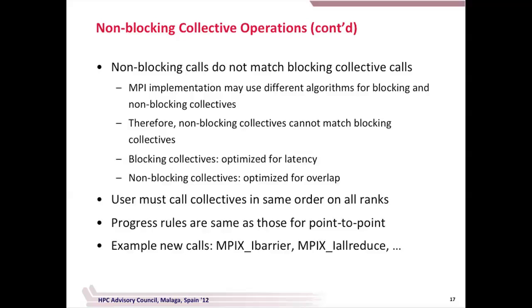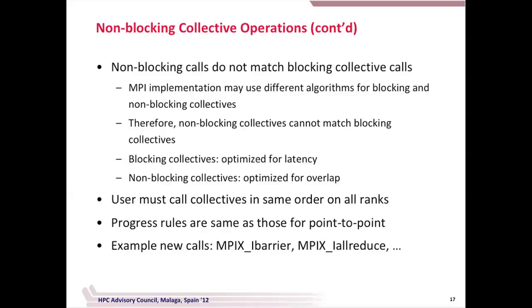And the broad idea here, I think this is what matters to the end users: the blocking collectives so far have been optimized for latency. But as the definition of the non-blocking collective says, we want to overlap computation with the collective. So these are the things which need to be optimized for overlap.